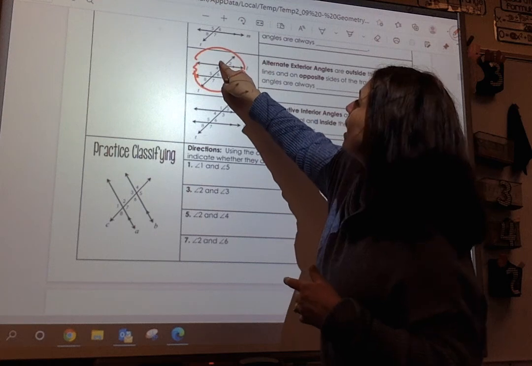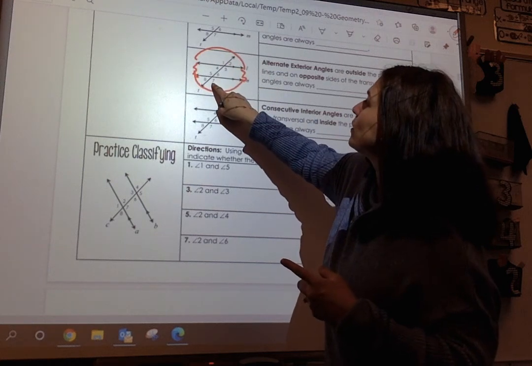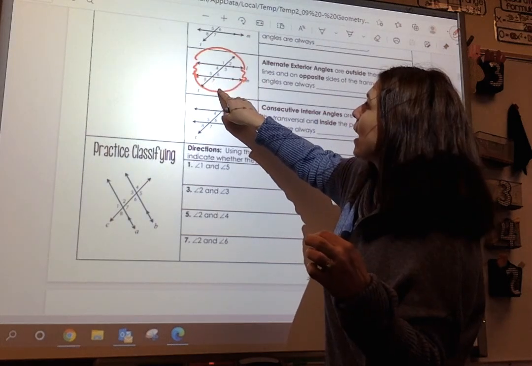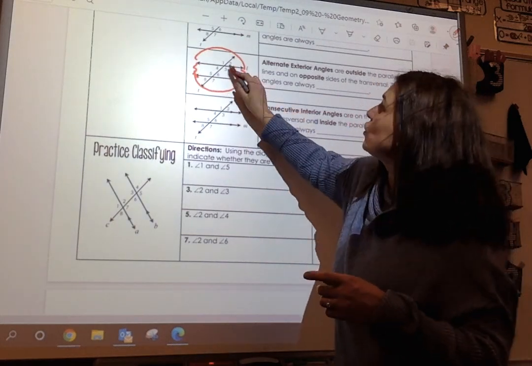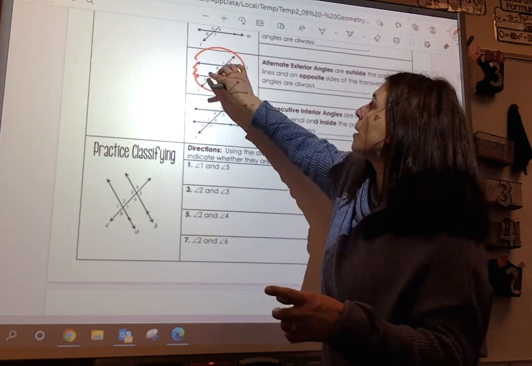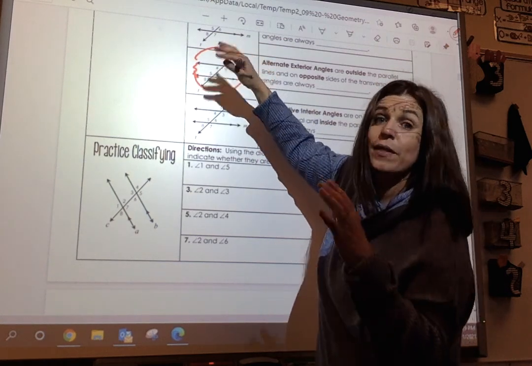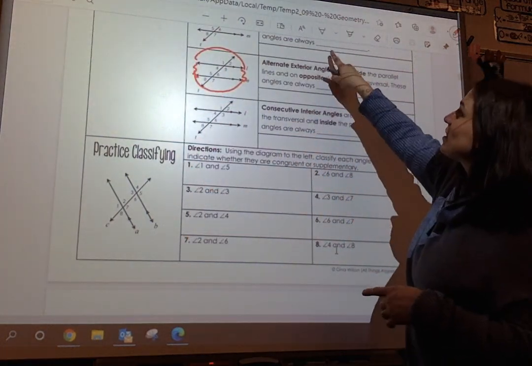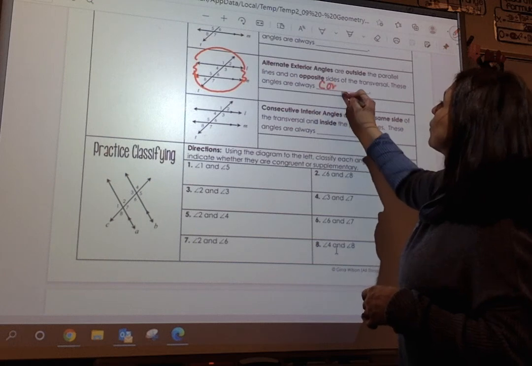So if you look at, angle 1 is alternating with angle 7. This one's on the top, this one's on the bottom, this one's on the left, this one's on the right. And 2 and 8. 2 is on the right, 8 is on the left, 2 is on top, 8 is on bottom. They're alternating between each other, and they're exterior. They're on the outside of the hamburger. And so these guys, just like interior angles, are also congruent.